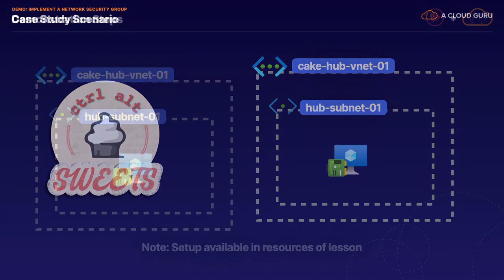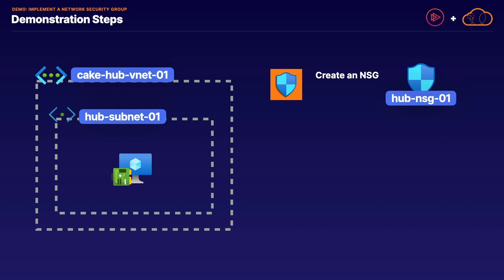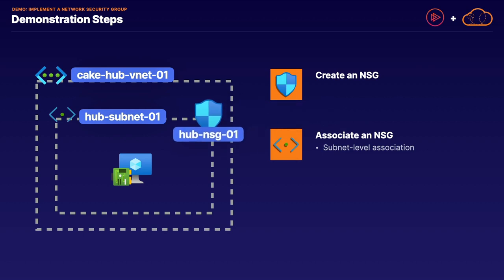Now, let's talk about the demonstration steps that we're going to cover here for our Cake Hub VNet 01 with our Hub Subnet 01 with the virtual machine running inside of it. We're going to start off by creating a network security group. And this network security group, Hub NSG 01, is what mine will be named. You could name yours something else, or you could name it the same thing. And then once we create this, we're going to associate this NSG at the subnet level for our Hub Subnet 01 inside of our Cake Hub VNet, which means that any security rules on this Hub NSG 01 will impact the network interface of our virtual machine and other resources with network interfaces inside of this subnet.